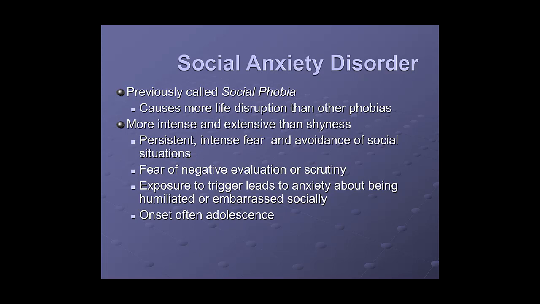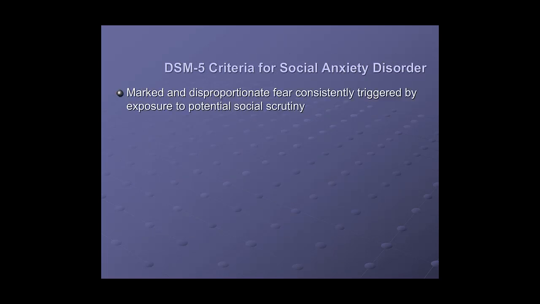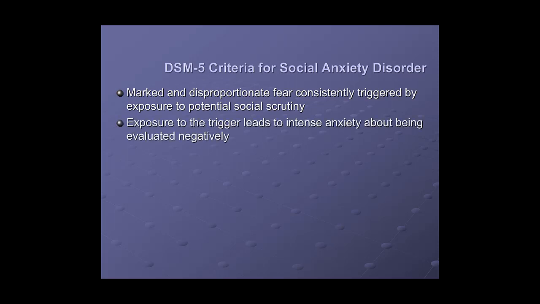So what are some of the DSM criteria for social anxiety disorder? It is a disproportionate fear triggered by exposure to potential social scrutiny. Exposure to the trigger leads to intense anxiety about being evaluated negatively. The situations are avoided or they're endured with intense anxiety. And again, symptoms have to persist for at least 6 months. Remember, when we look at anxiety disorders, we're really looking at something that persists for about 6 months.